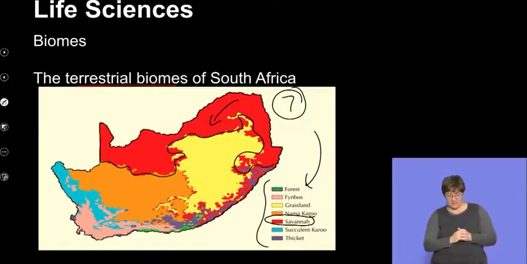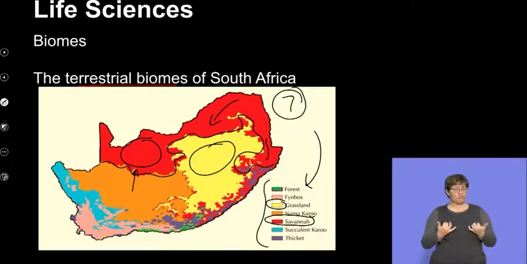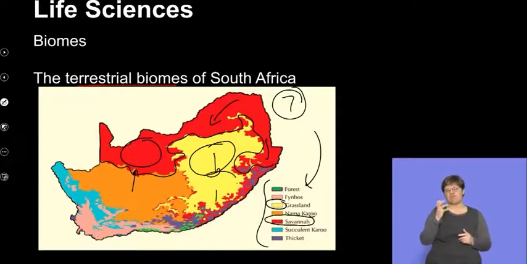If you look at it, it's predominantly in the Northern Cape, Namibia, and if we go along here, the northern parts of Gauteng, and along the east coast of South Africa. The next biome that we look at is your grasslands, indicated in the key by yellow. These are typically found along Gauteng, the northern parts of KwaZulu-Natal, and around Bloemfontein.